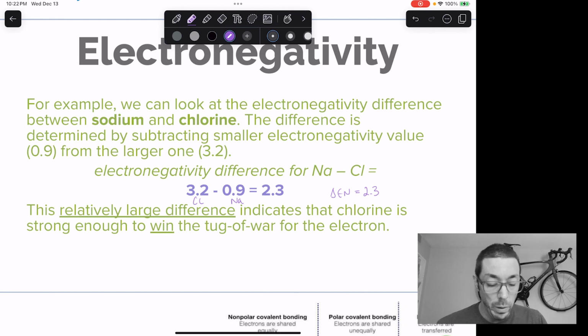So this is actually quite a large difference, and it indicates that in the tug of war for the electrons, chlorine basically totally wins that competition, and it's able to not just shift them over toward itself, but to completely take the electron away from sodium, and that's what makes the sodium a plus ion and the chlorine a minus ion. It's this 2.3 value indicating a very strong difference in the pull on electrons.